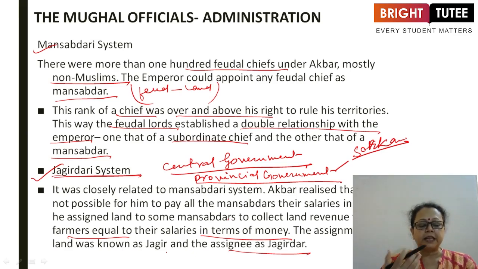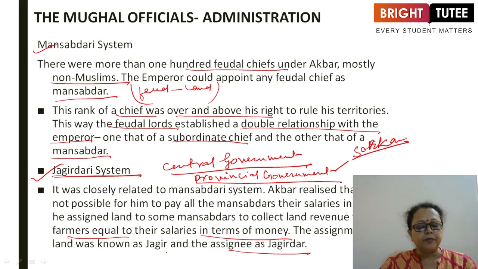Just as we have now discussed the Sarkar, under which the Faujdar was there, now coming to discuss the Pargana as a provincial unit, how it works to take care of the administration.